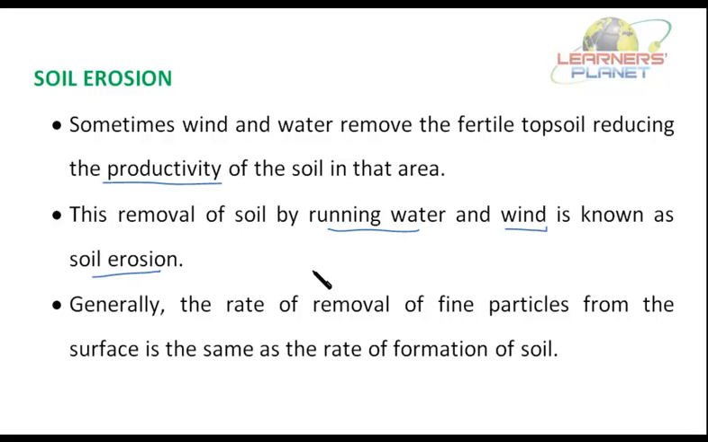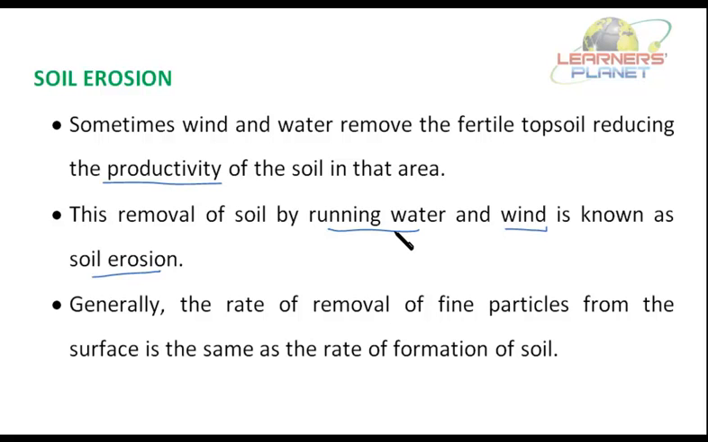More clearly, I can say that the removal of land surface by water, wind or ice, not just these two factors, but natural factors like water, wind or ice, is known as erosion, the removal of land surface by these factors.